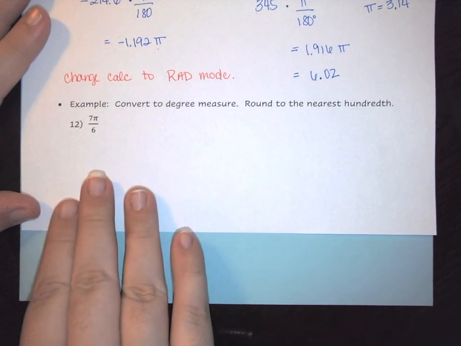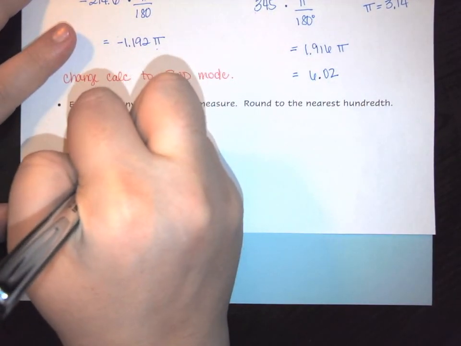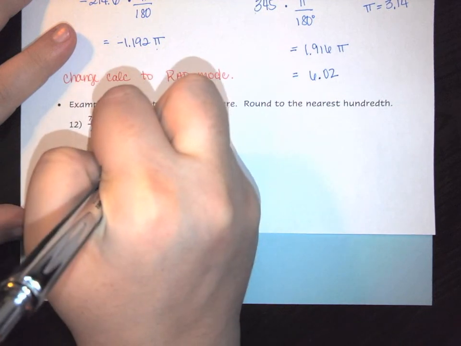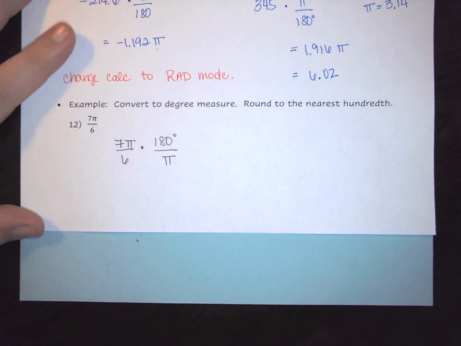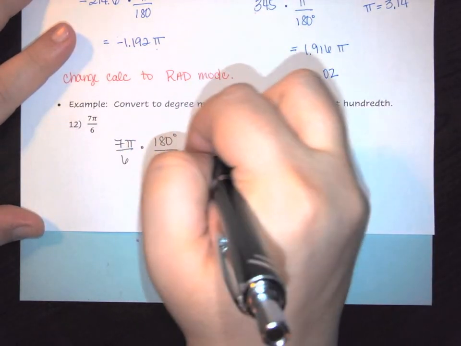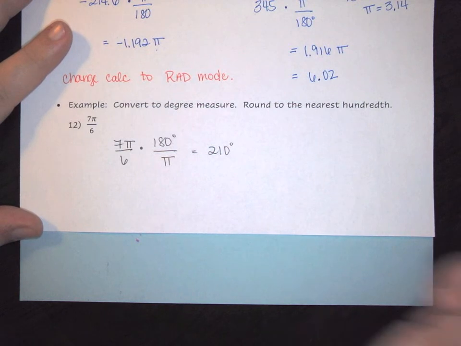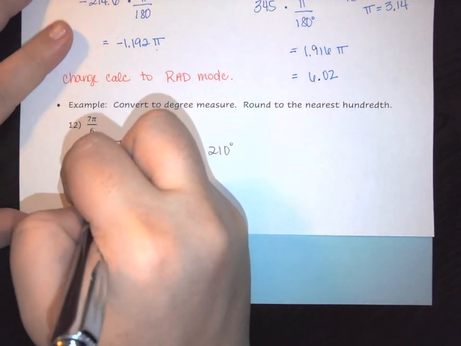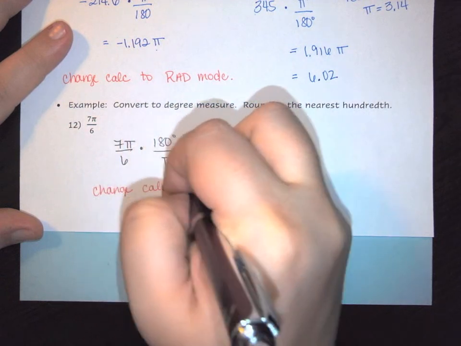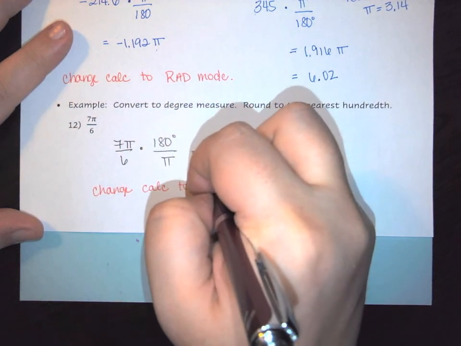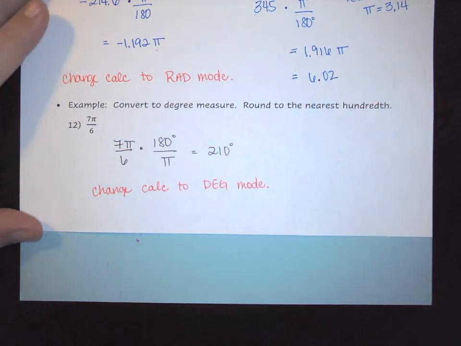Now, if we convert to degrees, notice I have a radian here, so we would go 7 pi over 6, and we would multiply this by 180 degrees over pi. In this case, we would end up with 210 degrees, and your pi would go away. For these, you want to make sure that you change your calculator to degree mode. Okay.